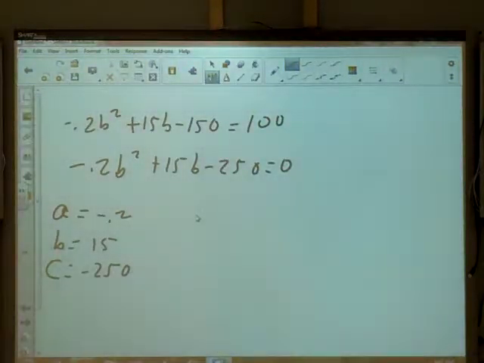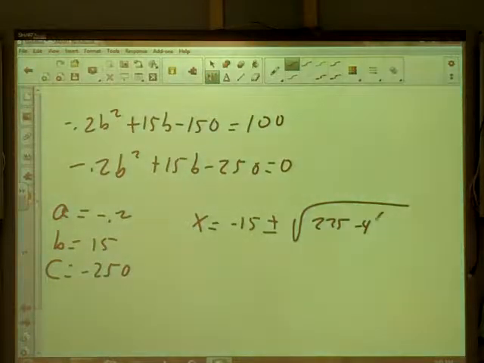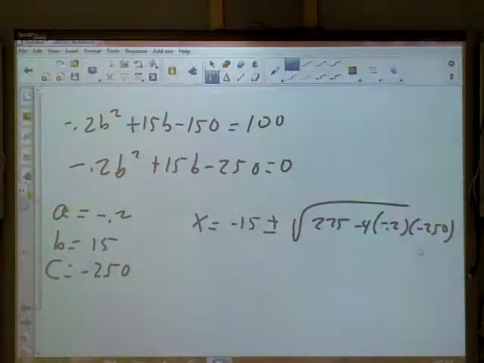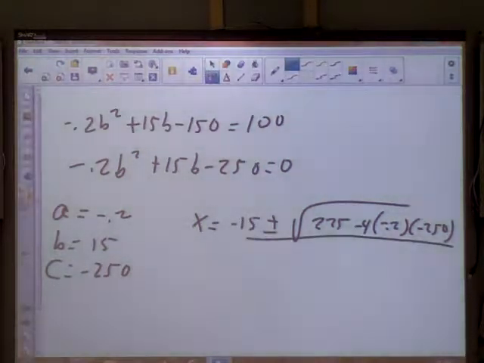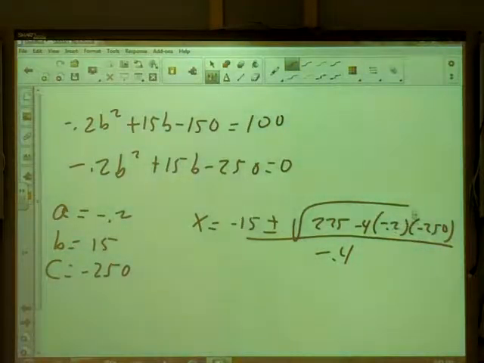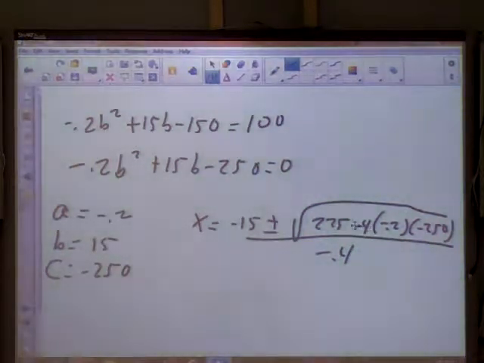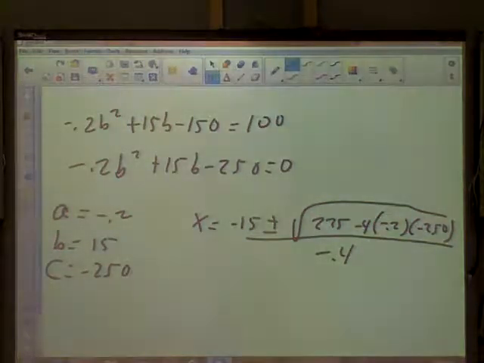So that got me X equals negative B plus or minus square root. B squared, 15 squared is 225. Minus 4 times negative 0.2 times negative 250. All over 2 times A, so 2 times negative 0.2 is negative 0.4. Alright, believe it or not, all that stuff worked out underneath there to be 25. Did y'all get that? Anybody get that far? Got a 25 underneath there? Square root of 25 is 5.